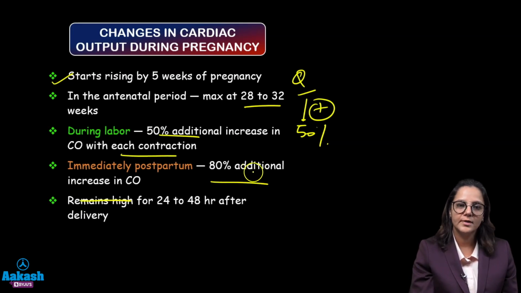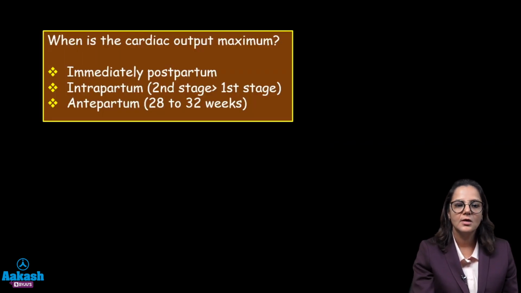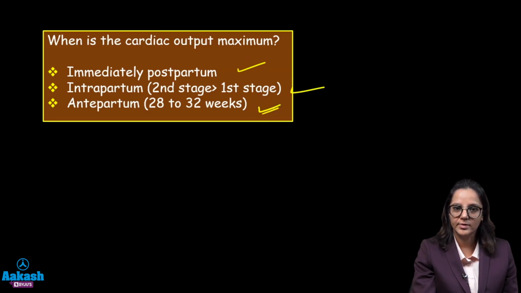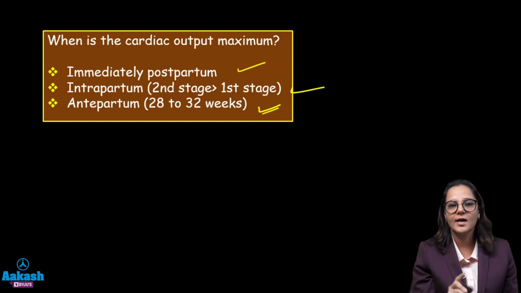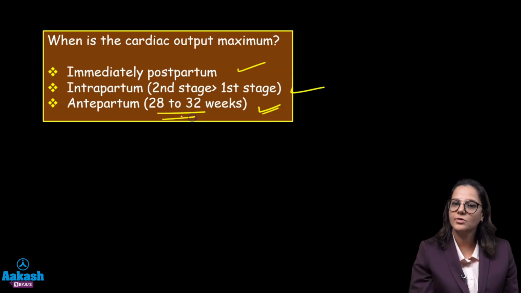This cardiac output remains high for 1 to 2 days after giving birth, and it will return to normal within 10 days. Alright, so this is all you need to know about cardiac changes in pregnancy. So when is the cardiac output maximum? Immediately postpartum. If this is not in the option, then during labor. If this is not in the option, then antenatally 28 to 32 weeks. They can also ask when is the cardiac output maximum antenatally directly. So the answer will be 28 to 32 weeks.